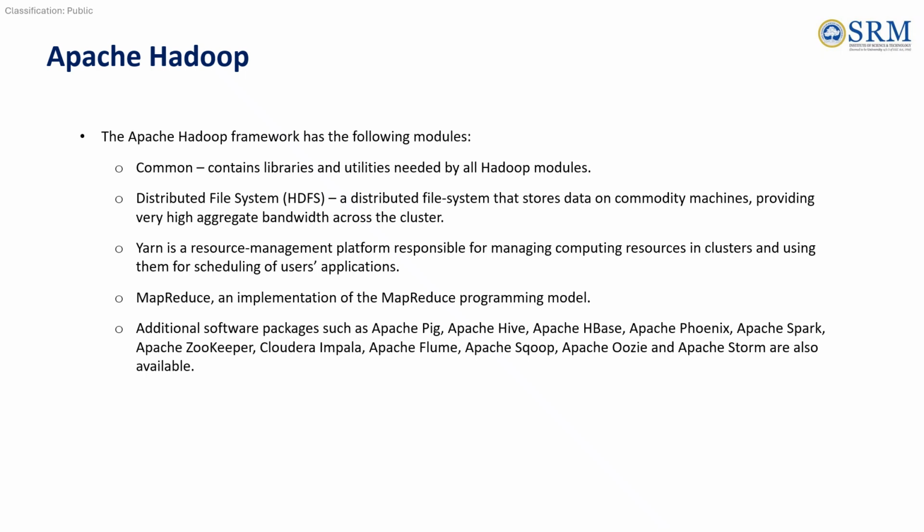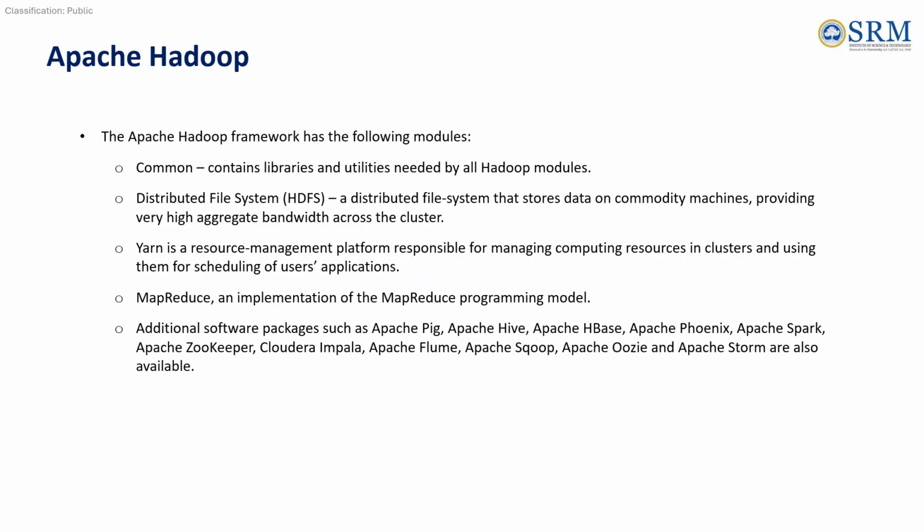Next comes YARN, which stands for Yet Another Resource Negotiator. YARN is the resource management and job scheduling component of Hadoop. It manages computing resources in the cluster and allocates them to different applications efficiently. Another important module is MapReduce. This is the programming and processing model used for handling large data sets. MapReduce divides a large task into smaller parallel tasks and processes them across multiple nodes in the cluster.